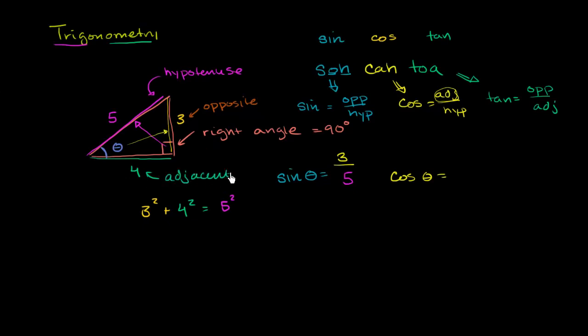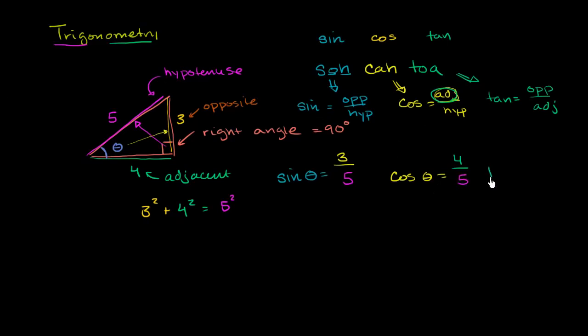Adjacent. And I want to be very clear, this only applies to this angle. If we were talking about that angle, then this green side would be opposite and this yellow side would be adjacent. But we're just focusing on this angle right over here. So cosine of this angle, we hear about adjacent. Well, the adjacent side of this angle is 4. So it is adjacent over the hypotenuse. It's the adjacent, which is 4, over the hypotenuse. 4 over 5.